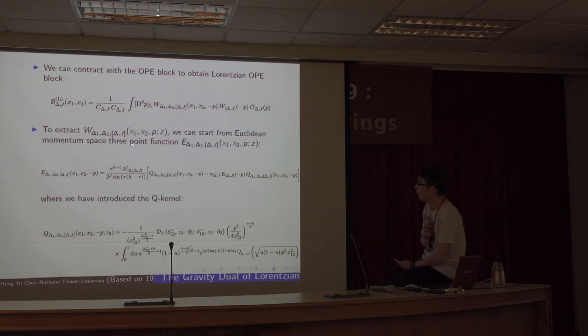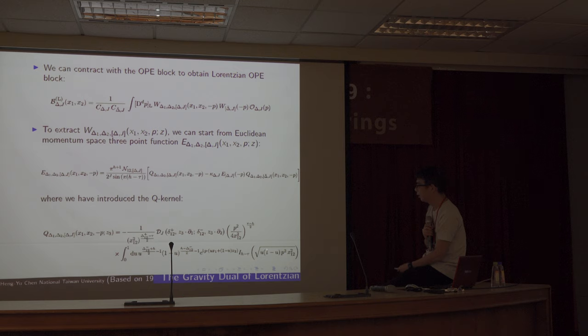In order to get this, we can start from the Euclidean momentum space three-point function, or more precisely, we only transform the operator, but keep the two external operators in position space. So we can express the answer in terms of what we call the Q kernel, and this is nothing but a more compact way to rewrite the answer. Here D is a differential operator which only acts on the external points x1, x2, and the explicit form of D is given by the Jacobi polynomial of degree J for spin J.